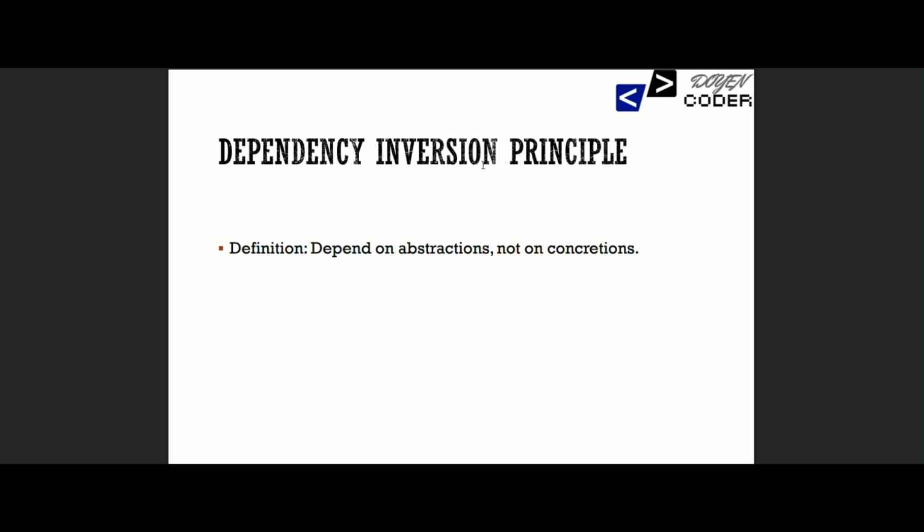As per the definition, depend upon the abstraction, not on the concretion. This means our logic should depend upon the abstraction: we have to create an abstract class or an interface, depend upon those unimplemented abstract methods, and create classes that implement or extend that class or interface, and write the concrete logic inside our class. This is called the dependency inversion principle.